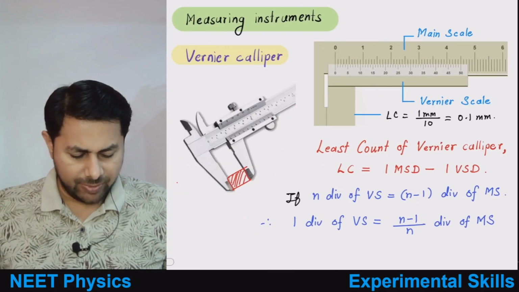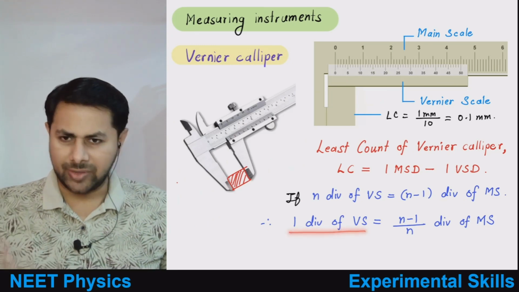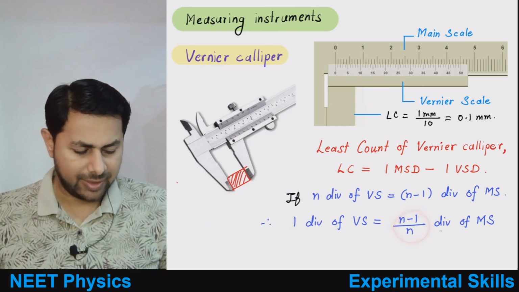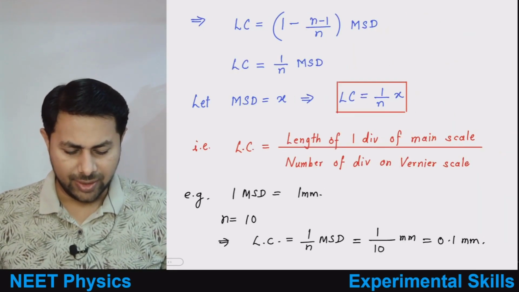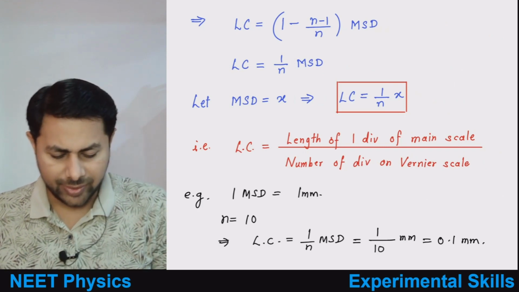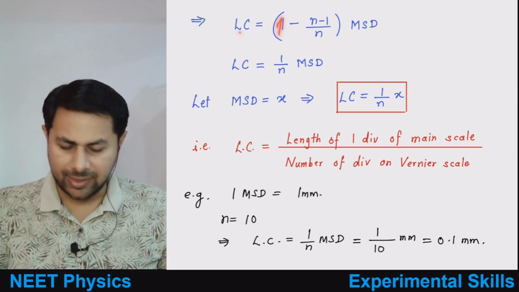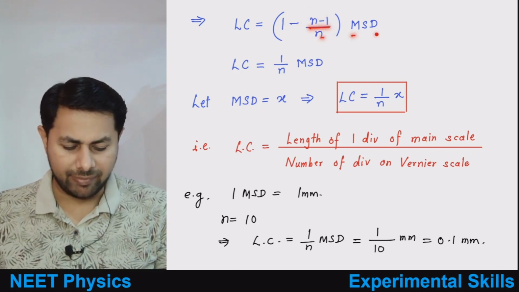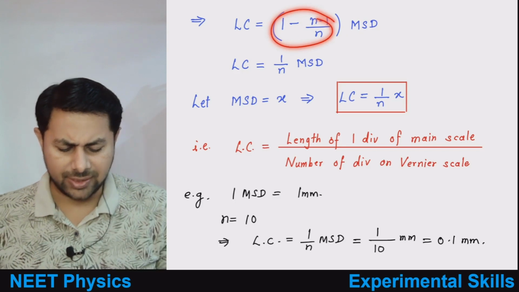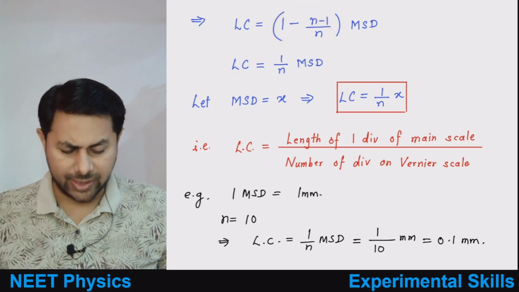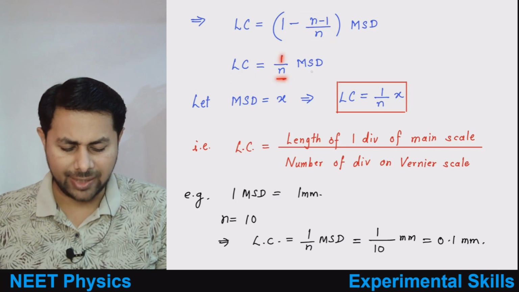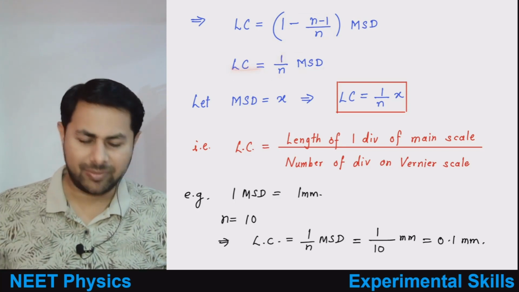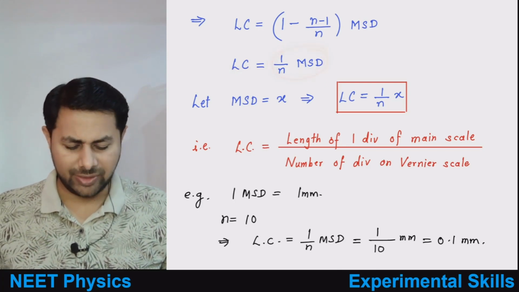So then we just found that one division on the vernier scale, that is 1 VSD, vernier scale division, is equal to (n minus 1) divided by n divisions of the main scale, right? So therefore, what would be the least count? It is 1 main scale division minus 1 vernier scale division, which is equal to (n minus 1) divided by n main scale division. And if we subtract this, what do we get? For this particular case, we get least count is 1 divided by n main scale division. Okay, the least count is equal to 1 divided by n of the main scale division.